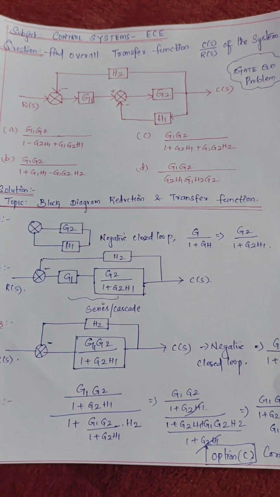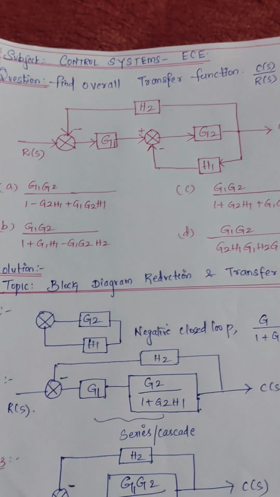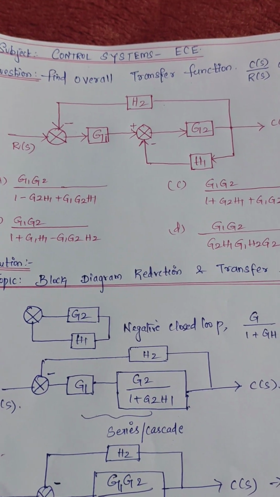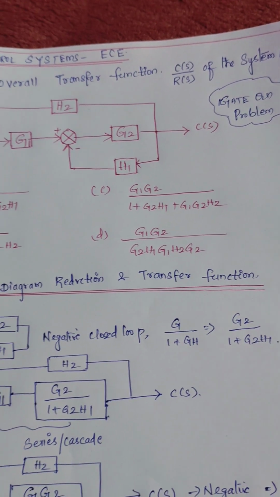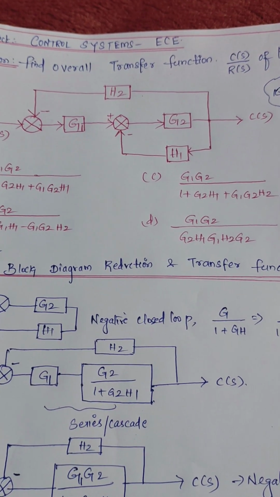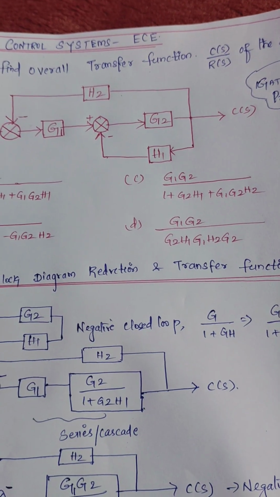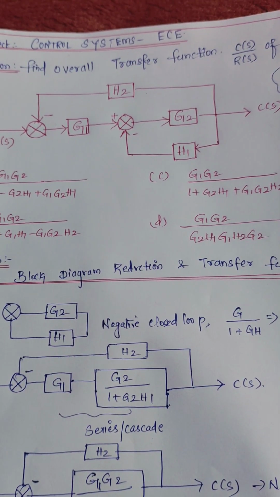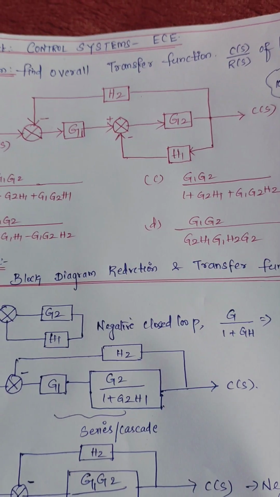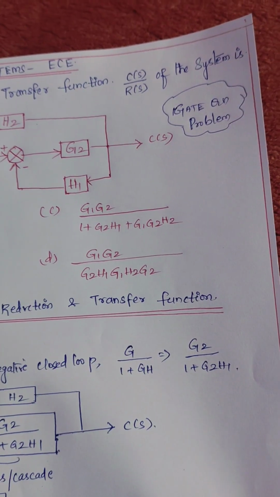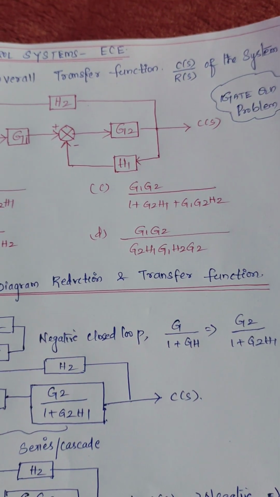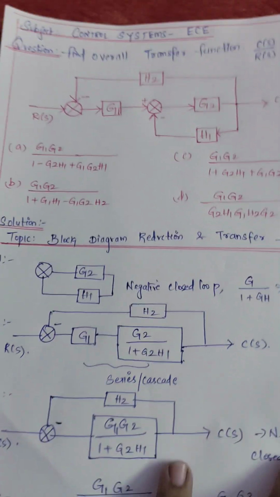They have given the block diagram here, with R(s) and C(s). The blocks are G1, G2, H1, H2, and there are summers, one connecting before G1 and another between G1 and G2. It's a GATE question, and there are 4 options mentioned here.